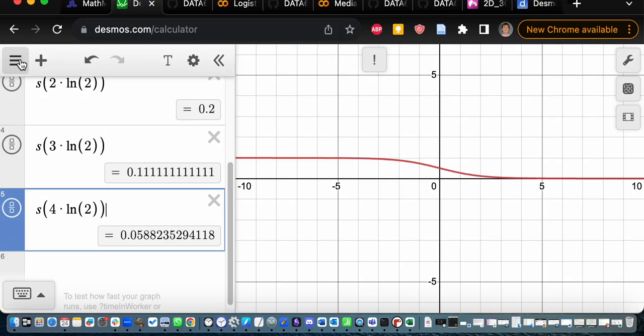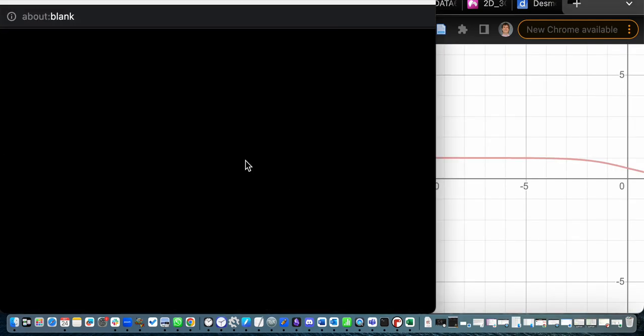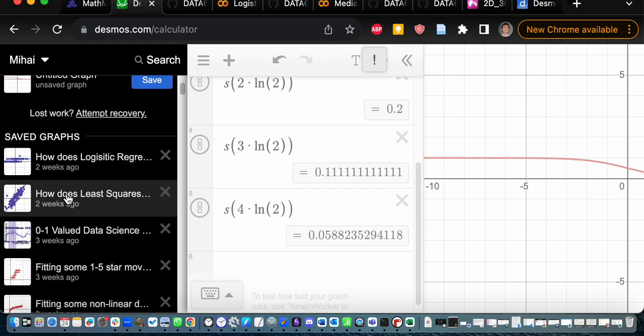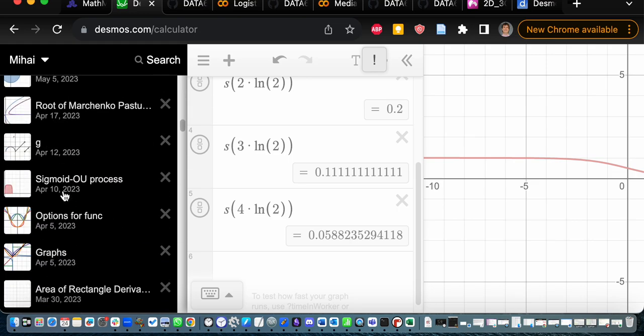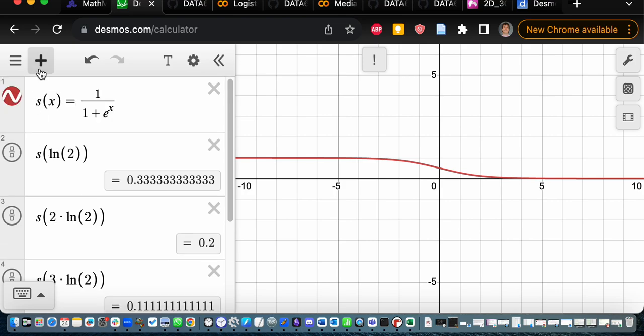Actually, why don't we open the Desmos from the other day? Because you have to log in first. Okay, fine. I'll just make a new one.